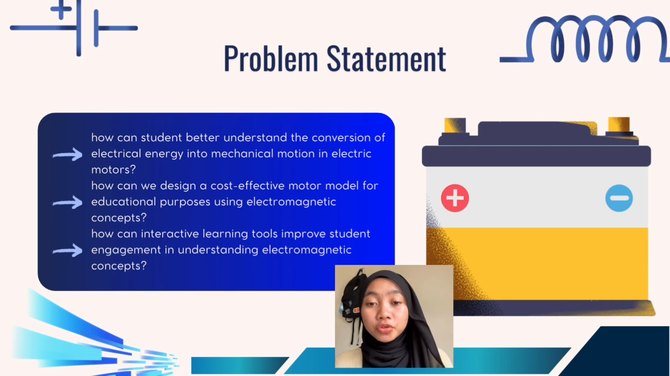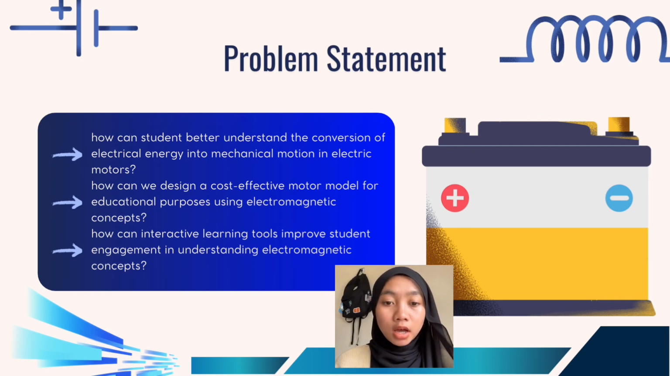Okay, we continue to the problem statement. How can students better understand the conversion of electrical energy into mechanical motion in an electric motor? Second, how can we design a cost-effective motor model for educational purposes using electromagnetic concepts? Third, how can interactive learning tools improve student engagement in understanding electromagnetic concepts?